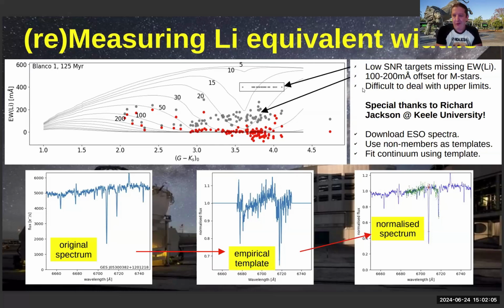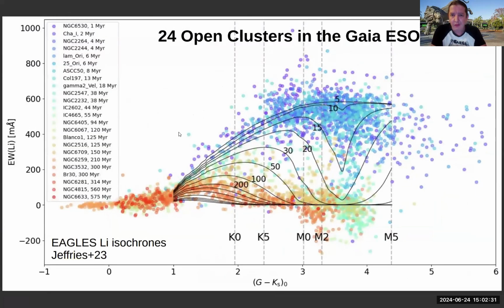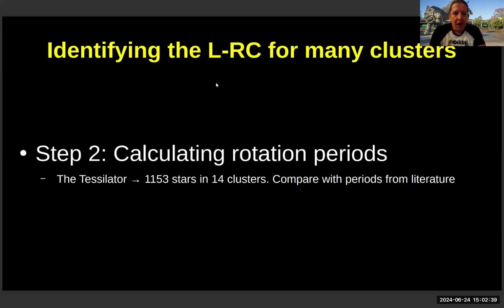So what we did, thanks to Richard Jackson's code that he provided, is we downloaded the ESO spectra, used non-members as template spectra for a given colour, and then fit the continuum using that template. As you can see, the red marks here for Blanco 1, at around the Pleiades age, suggest that we've at least fixed this offset. So this is the data we'll be working with. This is what the clusters look like with the EAGLES isochrones overplotted, so we don't have to go any further into that. Okay, second step is to calculate the rotation periods.